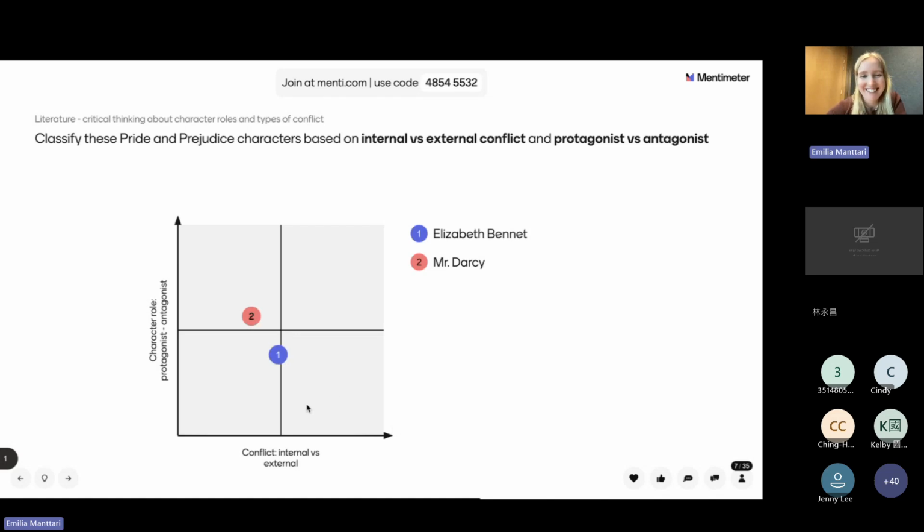Okay, we have more votes coming in. So now we're moving more towards external conflict for Elizabeth Bennet, and then internal conflict for Mr. Darcy. And if I want to see how the individuals' votes are spread out, I can also hover over the different dots. So here we can actually see that there is a lot of variety in the votes, which I would say in this case probably tells me that you're probably not familiar with these characters, which is totally fine.